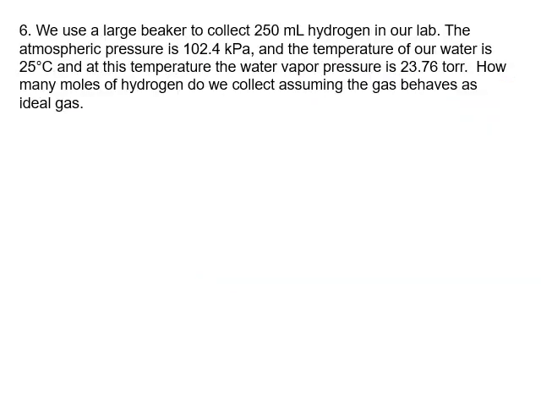Question number 6. We use a large beaker to collect 250 milliliters of hydrogen in our lab. The atmospheric pressure is 102.4 kilopascal and the temperature is 25 degrees Celsius. So what we have is pressure, temperature, and volume. We want to calculate how many moles of hydrogen we collect.